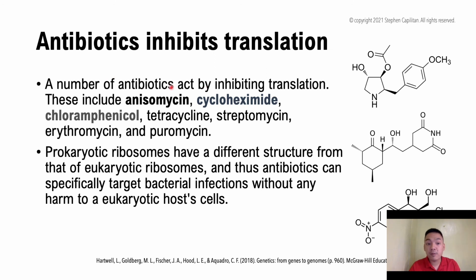Again, a number of antibiotics act by inhibiting translation, and they include anisomycin, cycloheximide, chloramphenicol, tetracycline, streptomycin, erythromycin, and puromycin. These are the top three antibiotics shown on your right. Because prokaryotic ribosomes have a different structure from your eukaryotic ribosomes, antibiotics can specifically target bacterial infections without harming any of your eukaryotic host cells.